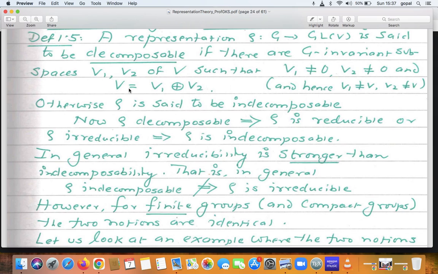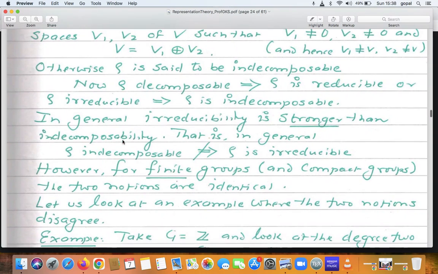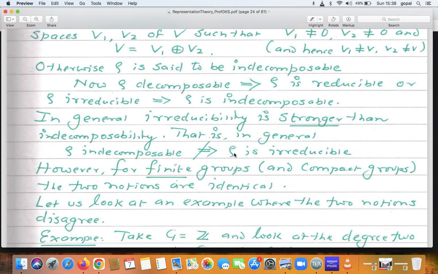So I decompose the representation. So of course, by very definition, decomposable implies reducible because I have a non-trivial G invariant subspace. Or by contraposition, rho irreducible implies rho indecomposable. The converse is not true. This way, the opposite implication will fail. Rho indecomposable will not imply rho is irreducible.